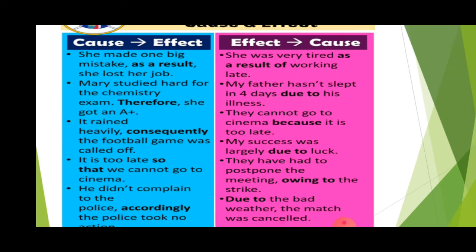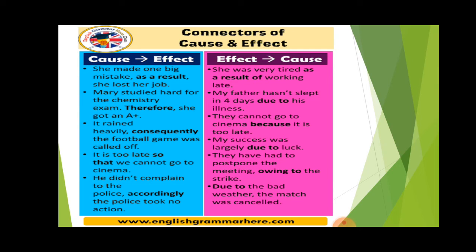My success was largely due to luck. So, luck is the cause, her good luck is the cause of her success, and success is the effect. They have had to postpone the meeting owing to the strike. The cause is the strike. Due to the strike, they could not hold the meeting and they had to postpone it. Due to the bad weather, the match was cancelled. So the bad weather is the cause and the effect is that the match got cancelled.